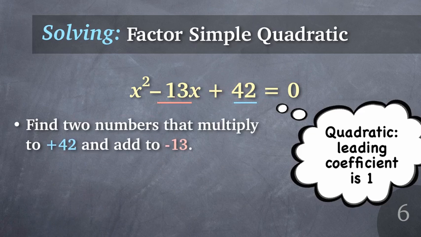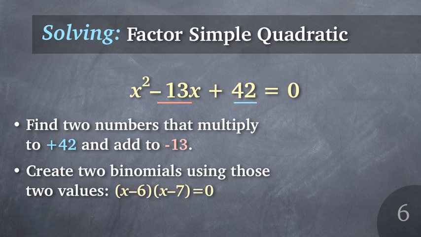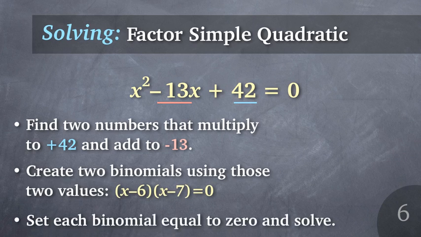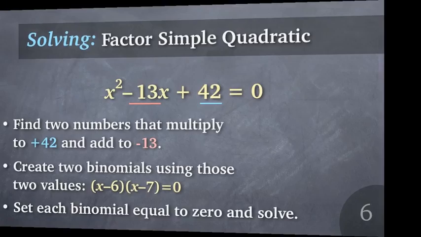So I just need to find two numbers that multiply to positive 42 and add up to negative 13. I can go through all my factors, and I'm going to find that -7 and -6 are my two numbers. So I create two binomials using those two values. Okay, and just like we saw in the last slide, I can set each binomial equal to 0 and solve it. So my values would be 6 and 7. Those would be my solutions.